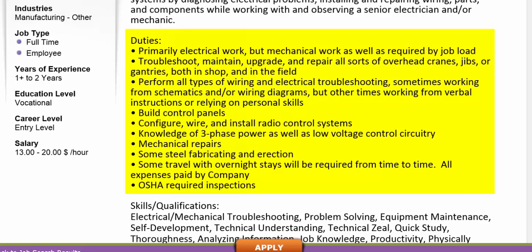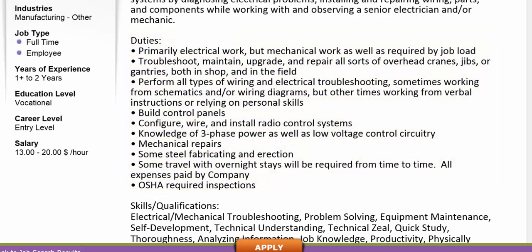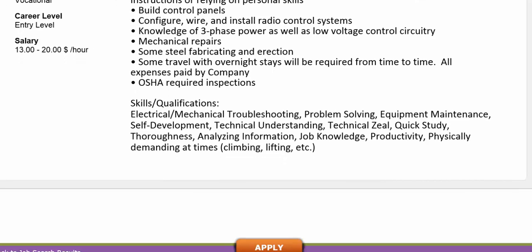They want somebody who can work with schematics and/or wiring diagrams, who can work well with verbal instructions, and who has people skills. They want someone who can build control panels, configure, wire, and install radio control systems, somebody who has very specific knowledge of three-phase power, as well as low voltage control. These are all things that you want to emphasize in both your letter of application and your resume. You want to demonstrate that you have experience, skills, and knowledge in the exact areas that this job requires experience, skills, and knowledge.